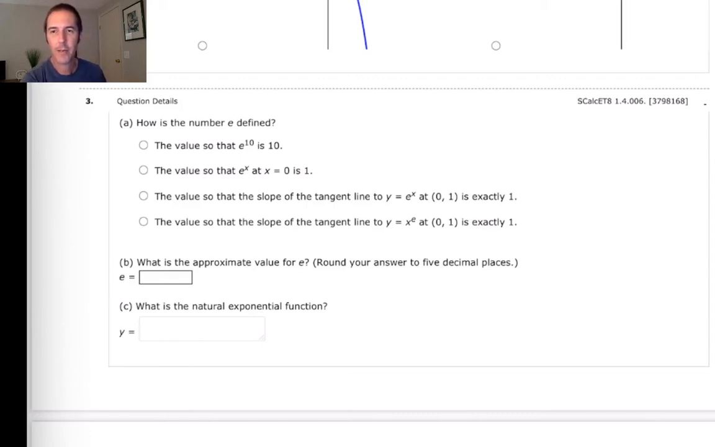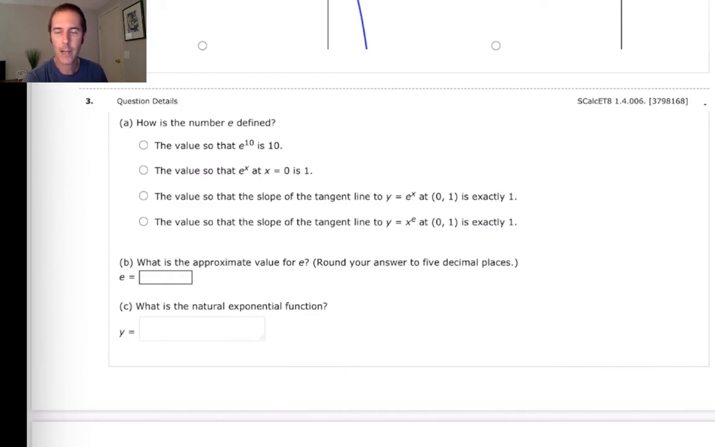What is the approximate value for e? Round your answer to 5 decimal places. You can look up the value of e. I would be willing to bet in whatever book you're using it gives a decimal approximation for e, and it's an approximation because e is a non-terminating decimal. It goes on forever, so you couldn't answer with an exact value for e. So you're going to round it, in this case, to 5 decimal places.